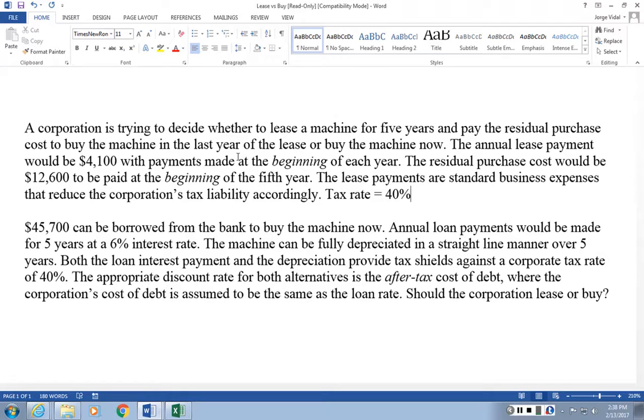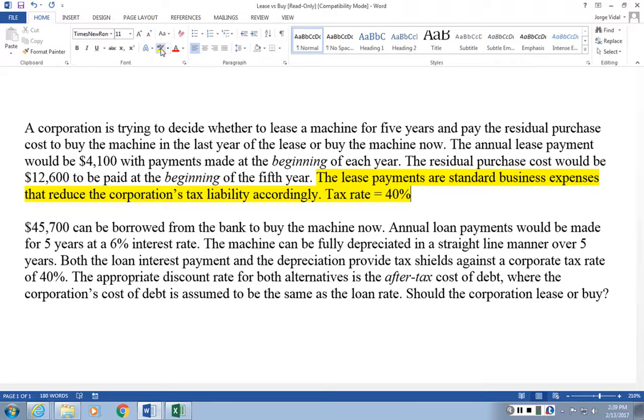And the only reason for doing the lease is you get a smaller payment today. And maybe the company needs the equipment and they don't have the money to buy the equipment, so they go with the lease option. The annual lease payments will be $4,100, and the payments are made at the beginning of every year. Residual purchase cost will be $12,600 to be paid at the beginning of the 5th year. The lease payments are standard business expenses. Make sure you know that, highlight that, underline it, I don't know. Lease payments are the standard business expenses. And that means that you can use it as an expense, so you can reduce your tax bill, okay?